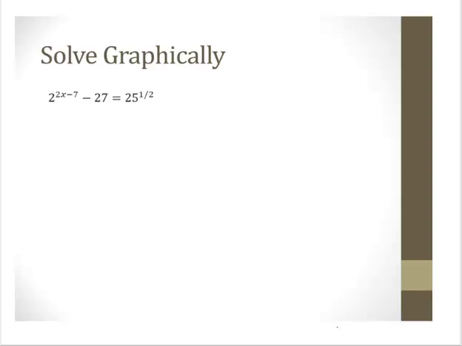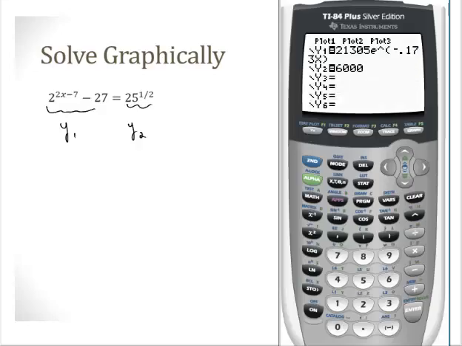To solve graphically, we have this equation involving an exponent, right? 2 to the 2x minus 7. Well, to solve graphically, just as we've done other equations, I'll treat the left-hand side as my y1 and the right-hand side as my y2. I'll graph them both in a window and see where they intersect. Let's clear up some old stuff here. y1, 2 exponent quantity 2x minus 7, close quantity, subtract 27. y2 is 25 raised to the 1/2.